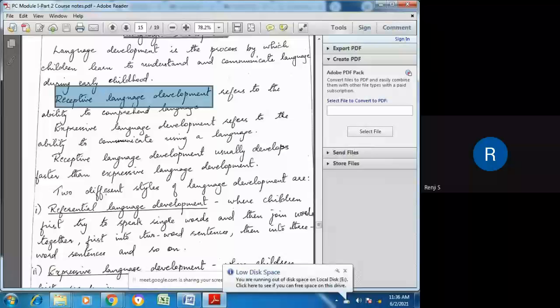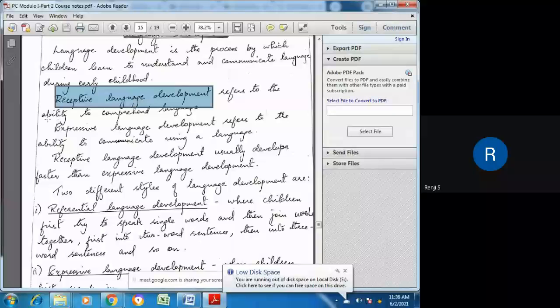So, receptive language development means we are trying to understand. The children are trying to understand. Children, they try to understand what is going on around. They understand everything, but they cannot communicate. But they know it in their mind about what is going on. So they are actually trying to comprehend what is going on outside, and that is called receptive language development. But based on the perceptions that they receive from the outside, they are understanding what is going on, but they cannot express it in words.